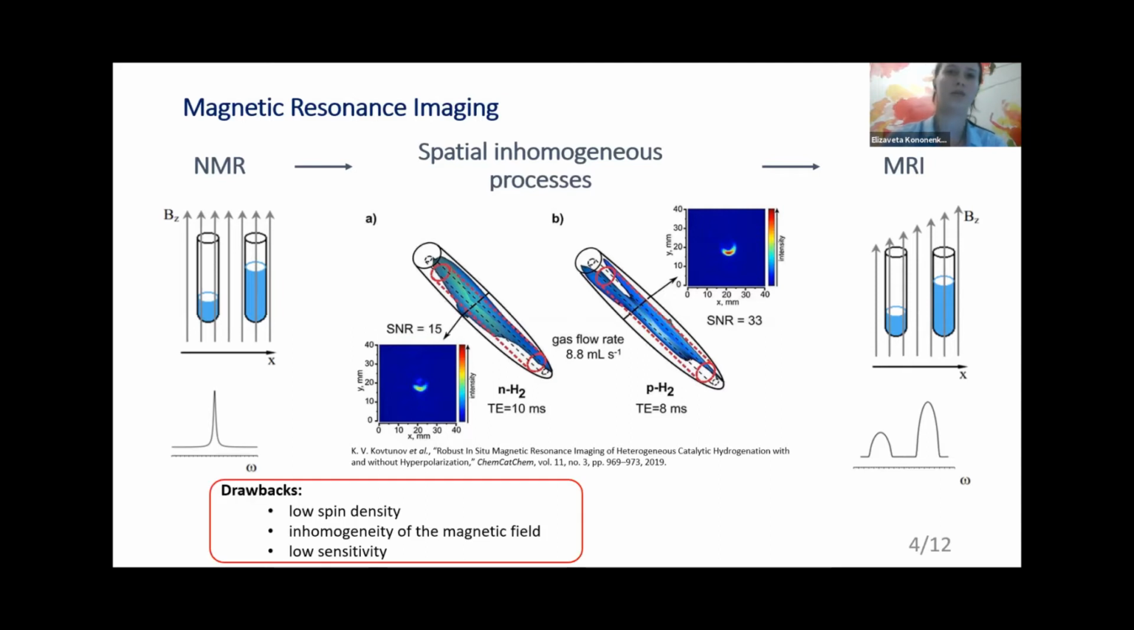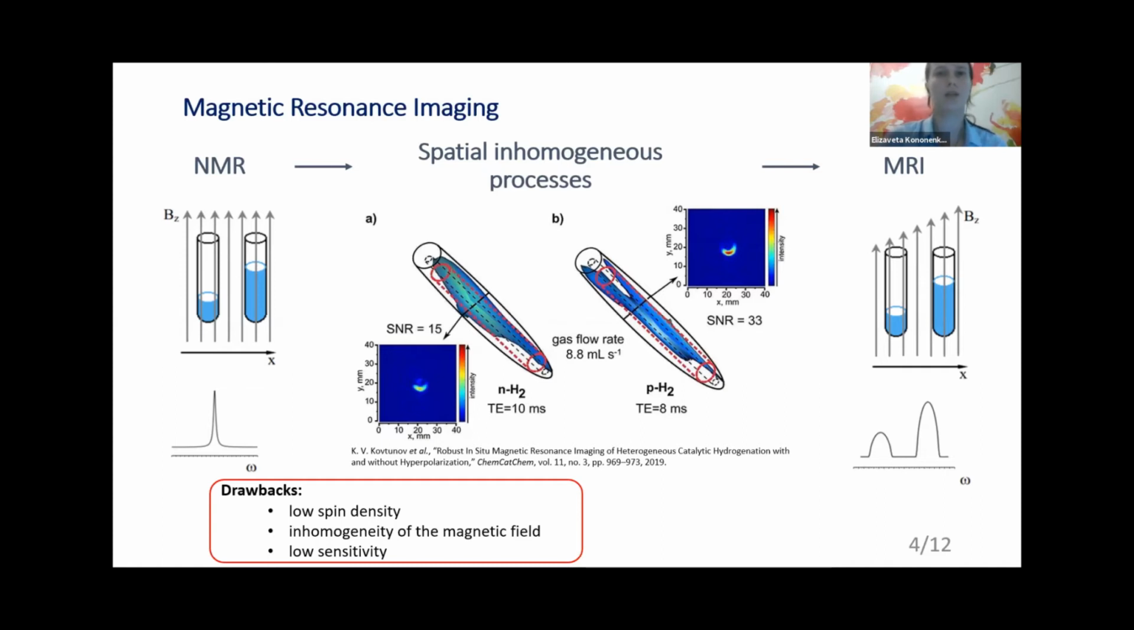However, there are some drawbacks that significantly complicate such experiments. There are limitations that arise due to the low spin density of the reactants and products in the gas phase, as well as due to the inhomogeneity of the magnetic field caused by the heterogeneous reactor. Moreover, of course, the low sensitivity of the NMR method, associated with the small interaction of nuclear spins with an external magnetic field, also places serious limitations on its applicability.